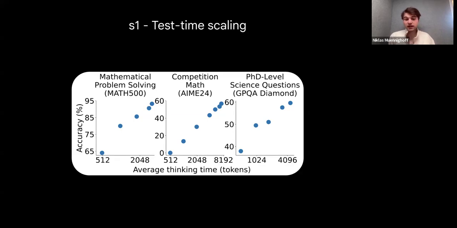And on the x-axis, we have the thinking time in tokens. So this is roughly how many word units the model produces to arrive at its answer. And clearly, the more time we give it, the better it performs because we use budget forcing. So it reaches decent performance on all of these. And we'll take a look at how this works behind the scenes in a bit.